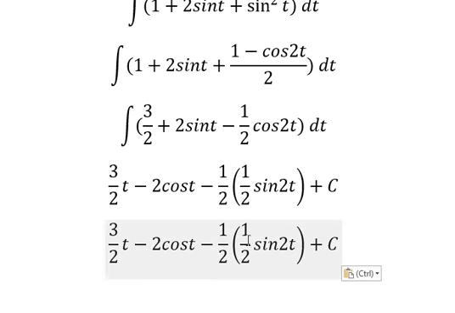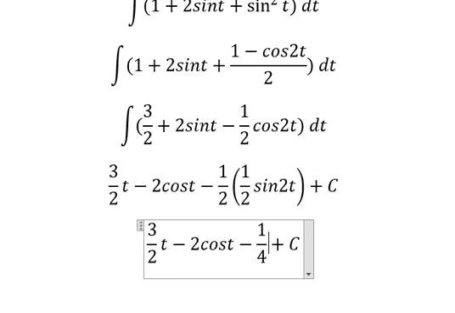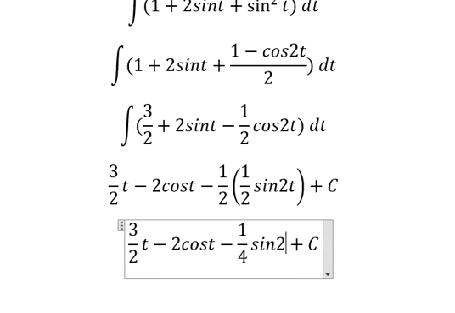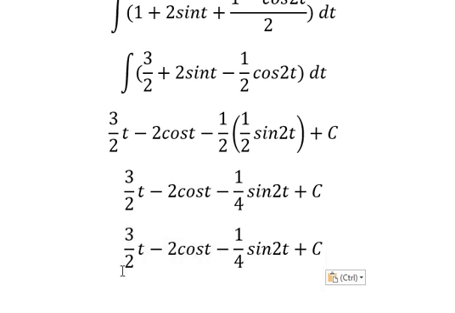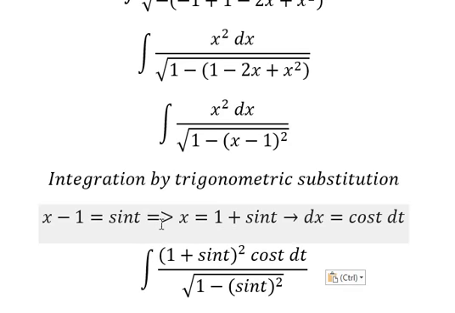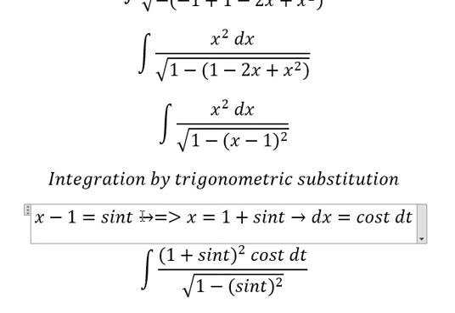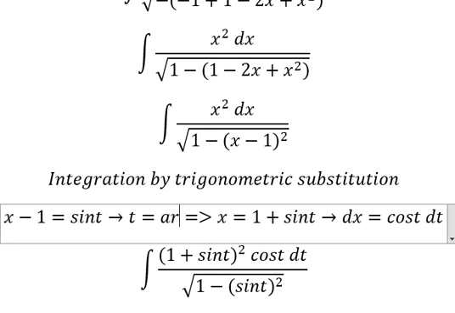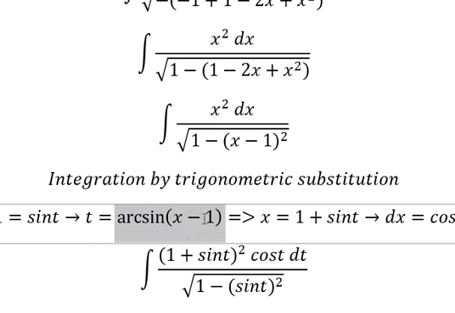So 1 over 2 times 1 over 2 is 1 over 4 sine 2t. About t, it is this one. So we have t equals arc sine of s minus number 1. And now I will put this one to change for t.